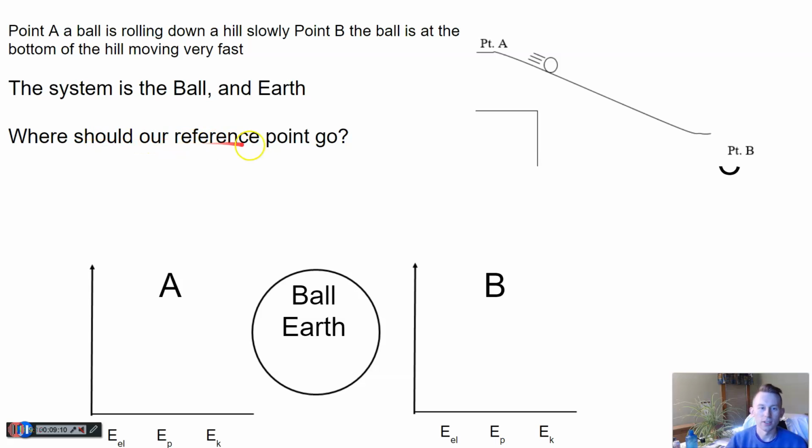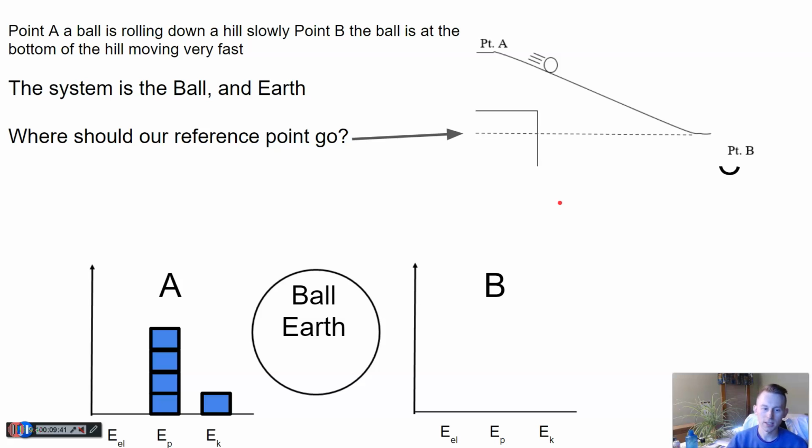You'll notice that I have a question here that says, where should our reference point go? Because it's on the ground, some students might say, oh, it's on the ground, so there's no potential energy. But in reality, the lowest point is going to be right here. When the ball gets to the bottom of the hill, that's the lowest point. So our reference point, you should draw this in on your picture. Again, pause if needed, but draw this in and say that your reference point is a dashed line right there. Okay? All right.